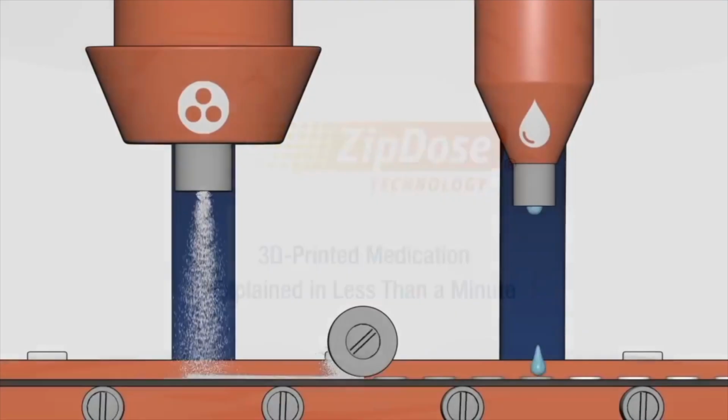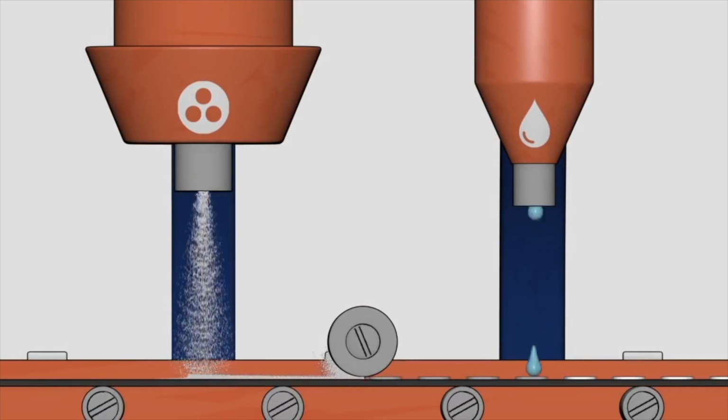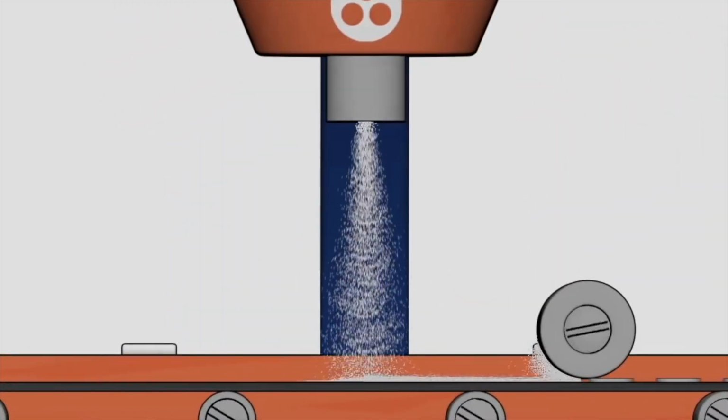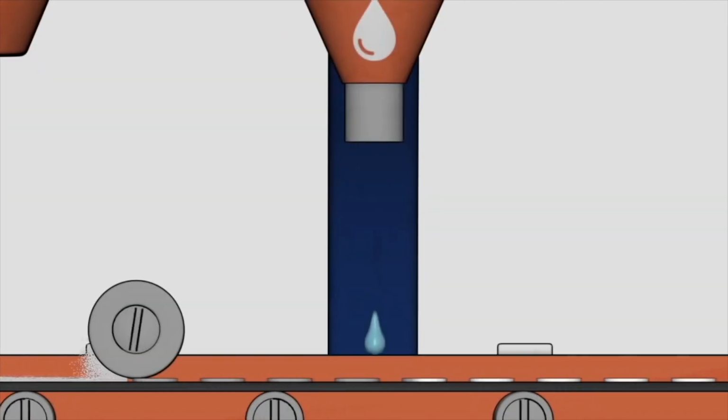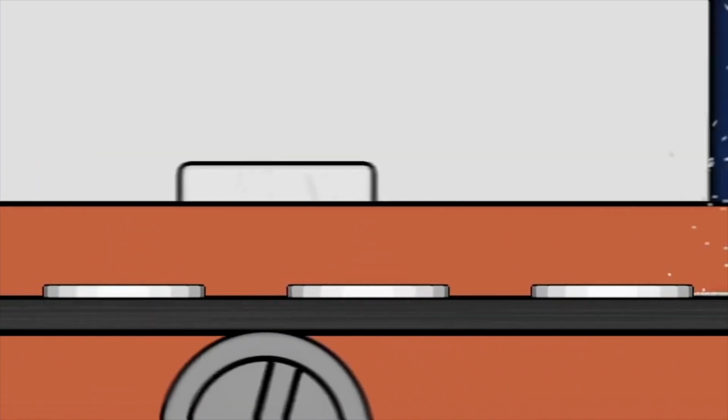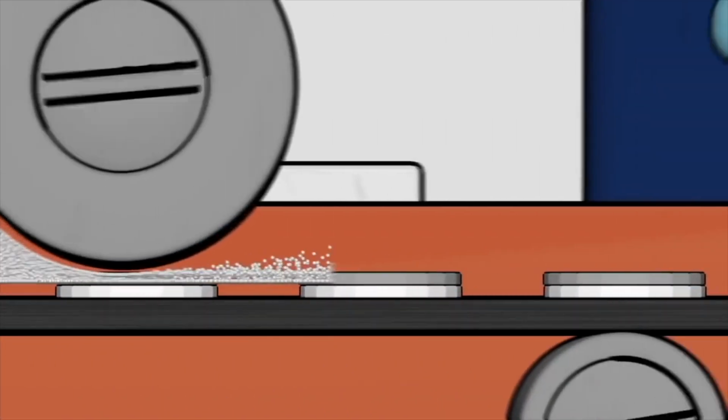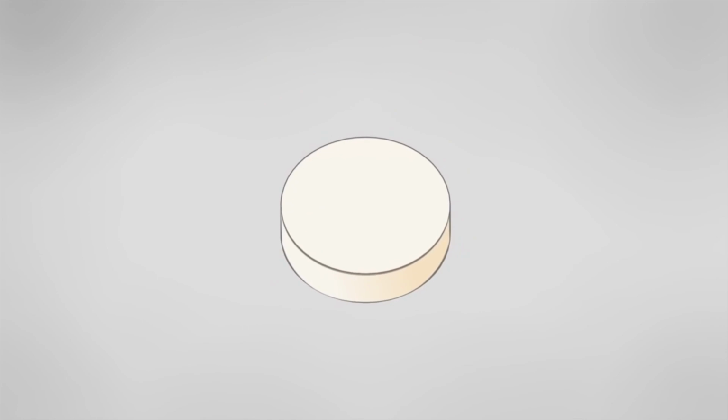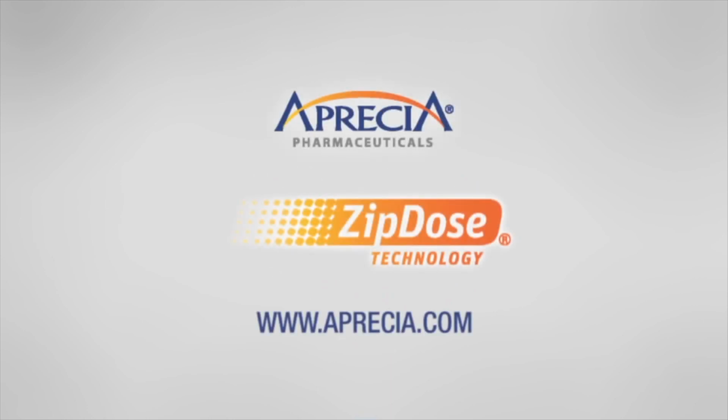Let's take a look at the 3D printing process. First, a powdered medicine is spread into a thin layer. Then, a liquid is dropped onto the powder to selectively bind the particles together into a thin, porous layer. This process is repeated a specific number of times to add more layers based on the dosage, building the product from bottom to top. The result is a porous drug product that disintegrates with just a sip of liquid. Learn more at Aprecia.com.